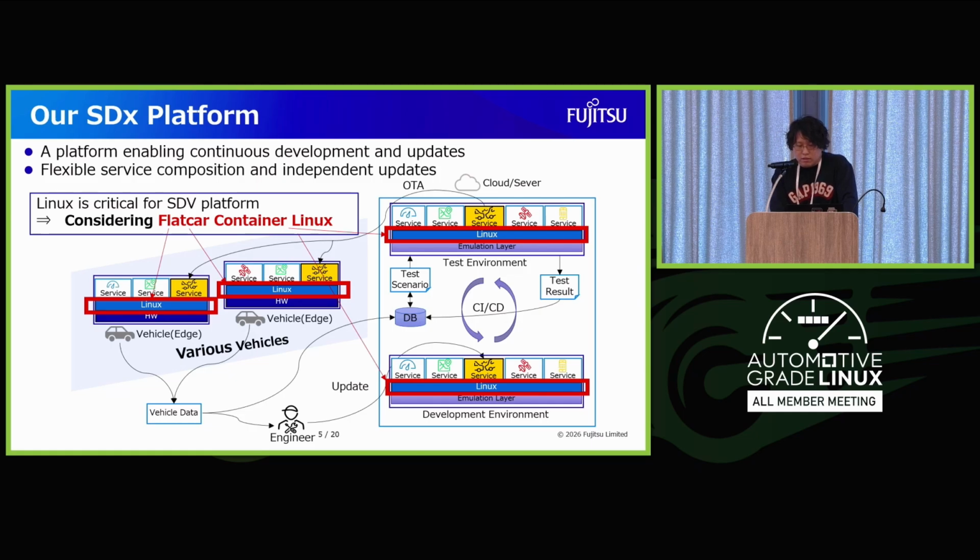By using cloud services, CI/CD platforms, emulators, and OTA, we aim to enable continuous development and updates. In addition, by separating each service with containers, we can improve application portability. This makes it easier to combine services and update them separately. The key point here is the base Linux platform. We are investigating whether Flatcar Container Linux can be used as a base Linux.